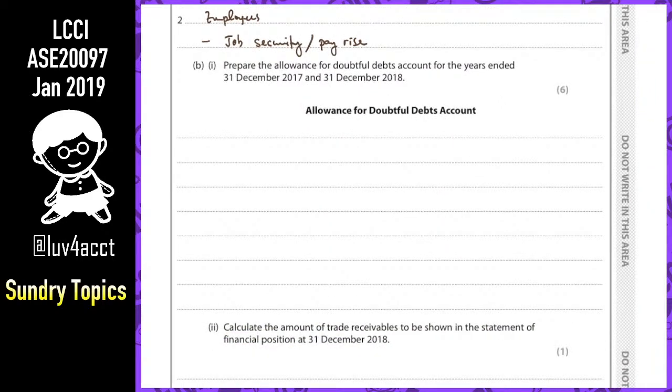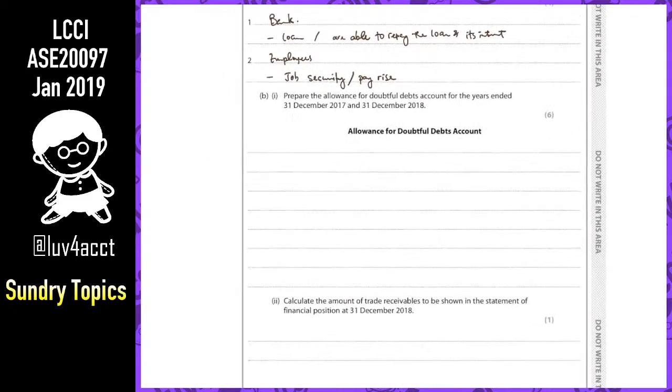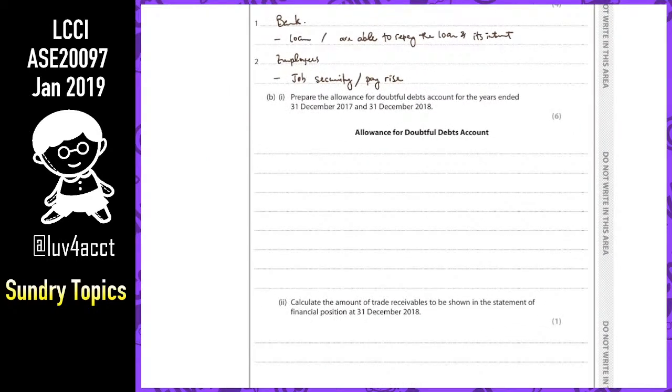Okay, allowance for doubtful debt account for 2 years. Year 2007, year 2008. Okay, so let us look at the numbers. We have an opening balance here, and then the 2 years, all 10%. Then it should be quite easy because this one would be 5,000, 6,000, and then 5,200. In 1 year there is an increase, and the second year there would be a decrease. Very simple marks for you to gain these 6 marks.